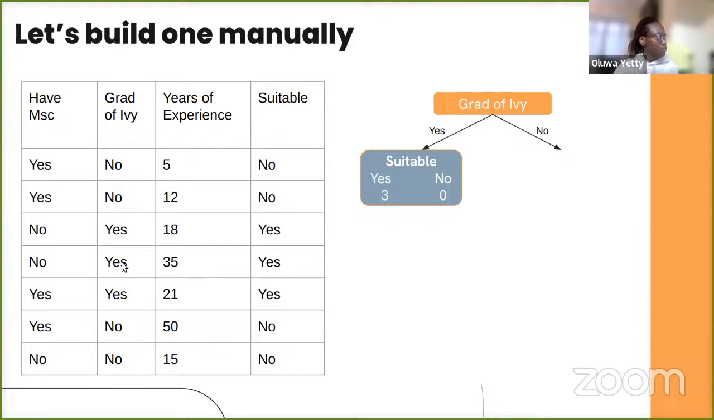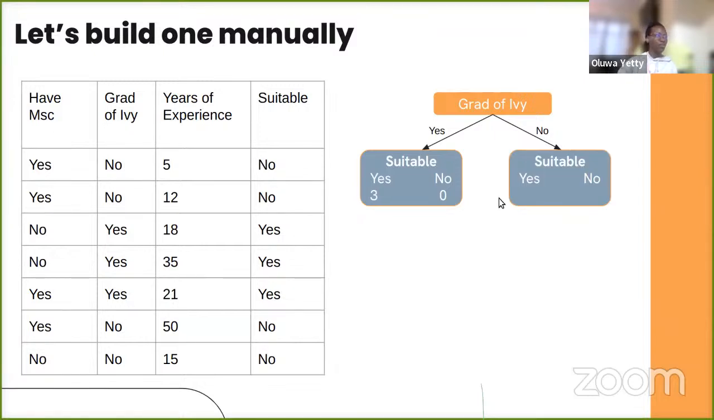We go to the next row, it is a yes, and they were suitable. 2 yes. We go to the next row, yes, and suitable is also yes. So that's 3 yes. And of course, this one is no, and it does not work with this branch. So in this case, we had 3 yes, but we never had any of them that were grad of Ivy, which is like they had a yes and the suitability was no.